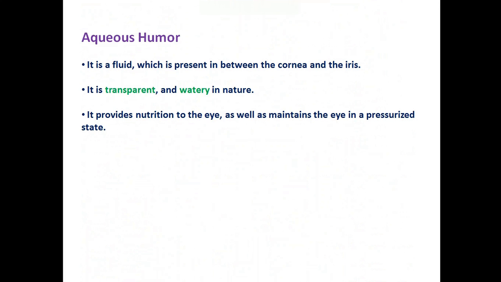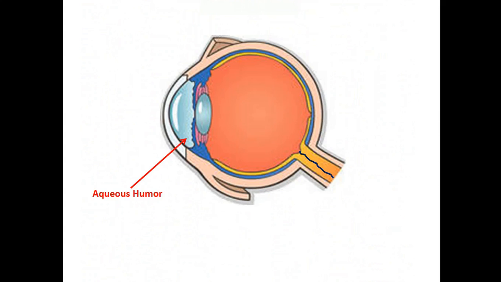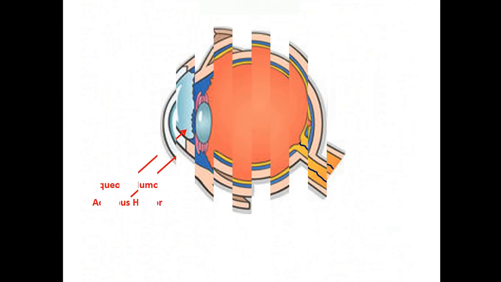Aqueous humor. It is a fluid, which is present in between the cornea and the iris. It is transparent and watery in nature. It provides nutrition to the eye, as well as maintains the eye in a pressurized state. That is aqueous humor, which is a watery substance.